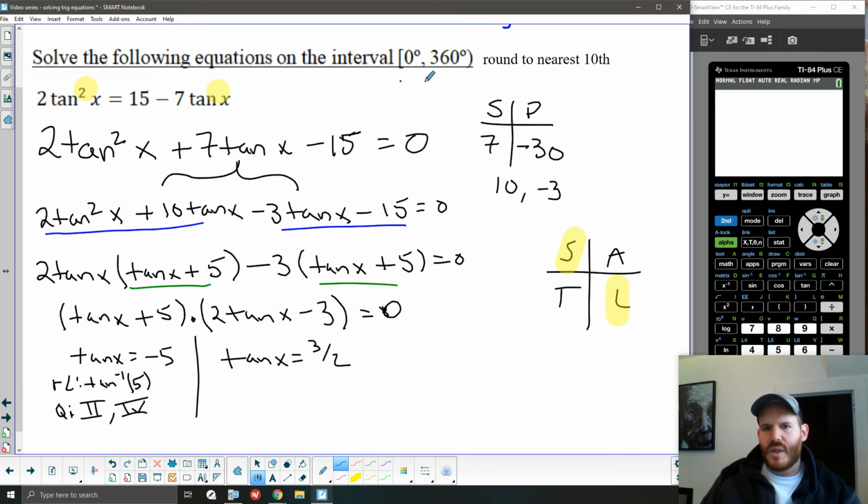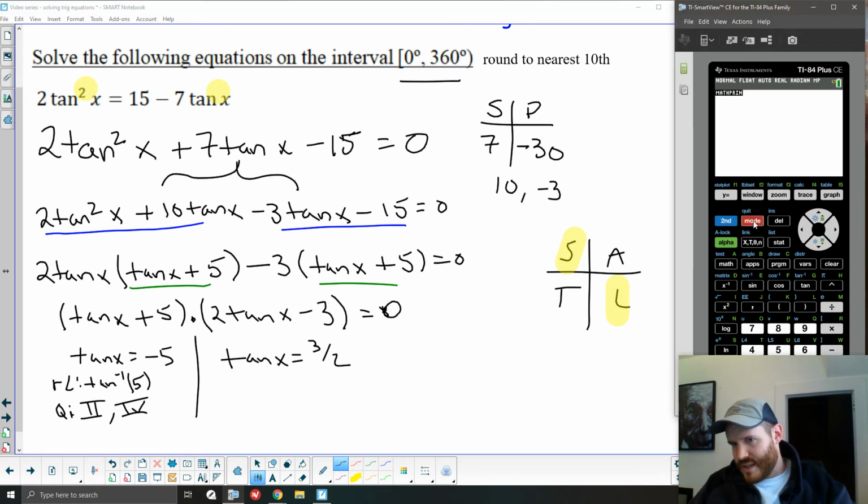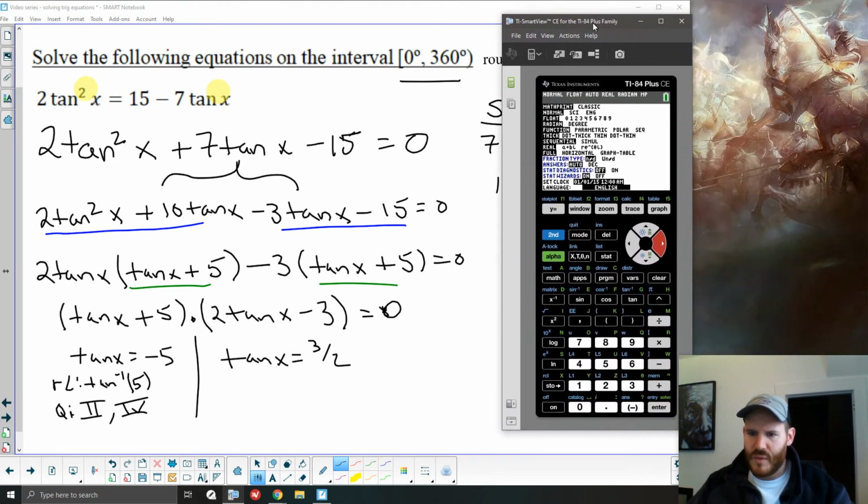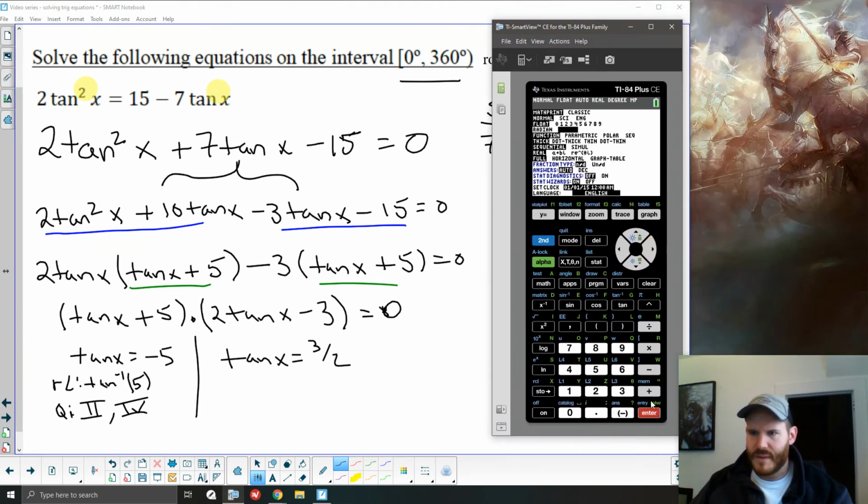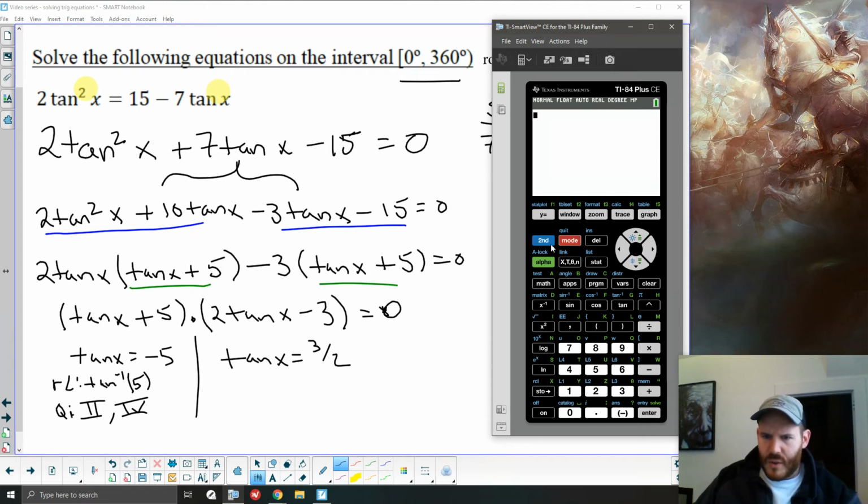Since I'm answering this question in degrees, to get that reference angle, I want to make sure my calculator is in degree mode. So I'm going to check my mode. I happen to be in radian, so I'm going to change that over to degrees. I'm also just going to move this calculator over so I can access all the buttons. Okay. And then I can go second, and then tan inverse is the second feature of the tan function. So I'll do tan inverse of 5. It gives me 78.7 degrees.